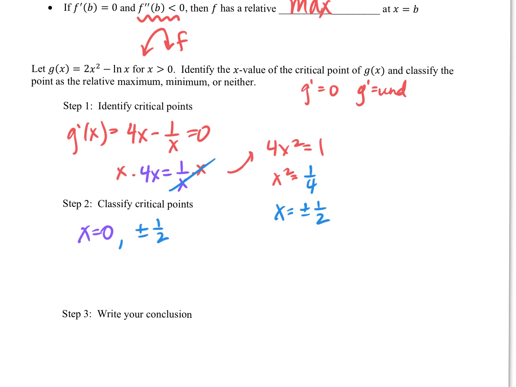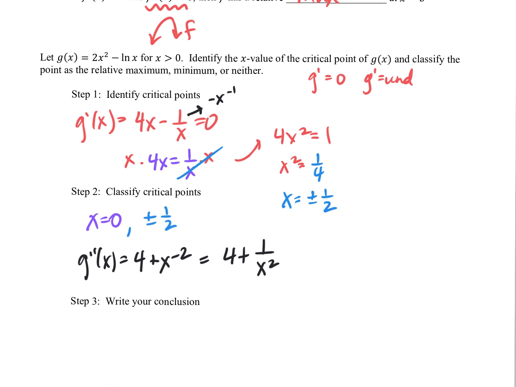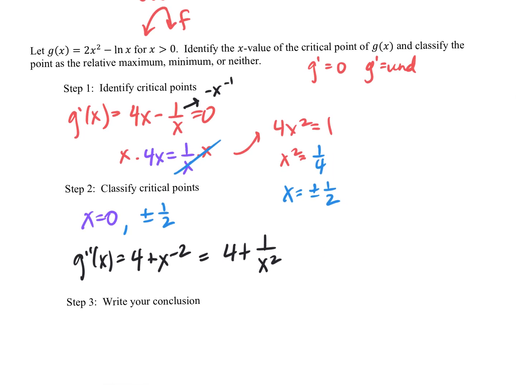What's the derivative of 4x? G double prime would be 4 minus, instead of writing this as 1 over x and doing the quotient rule, could I write that as negative x to the negative 1? What would the derivative of minus x to the negative 1 get me? Plus x to the negative second. Is that the same as 4 plus 1 over x squared? Yeah. Okay. So if that's my second derivative, we've got to check these critical points at 0 and 1/2.